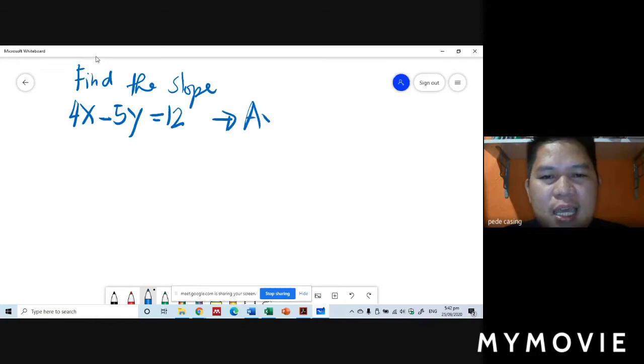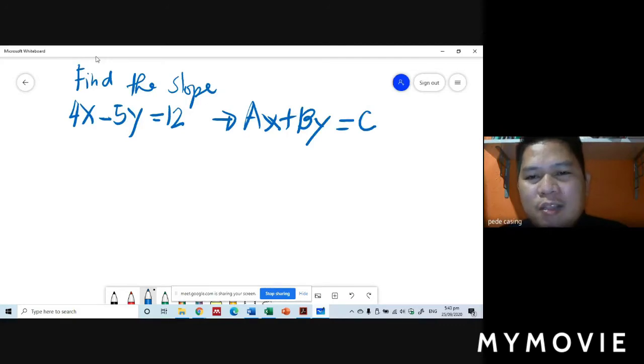this is ax plus by equals c. So the shortcut method, we are going to find m, the slope m. All you have to do is to copy a here before x. You just copy a, then over the b, then you put negative. Okay, that is already the slope of the given line.